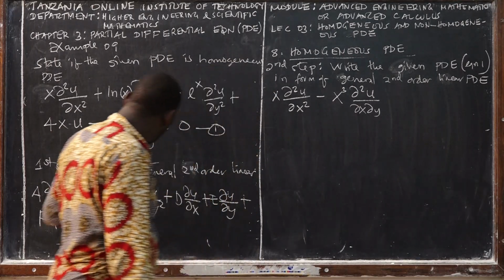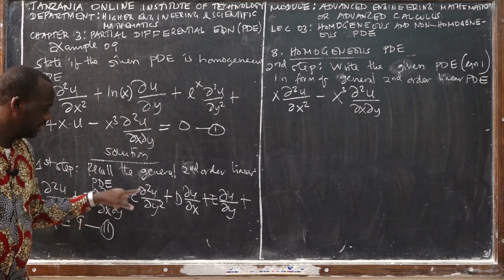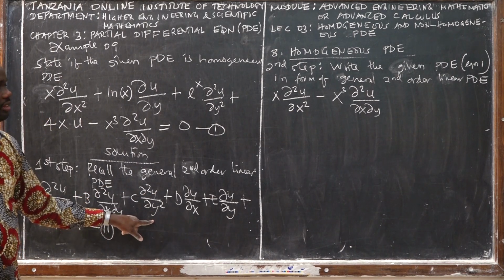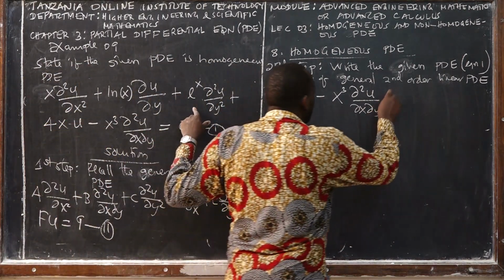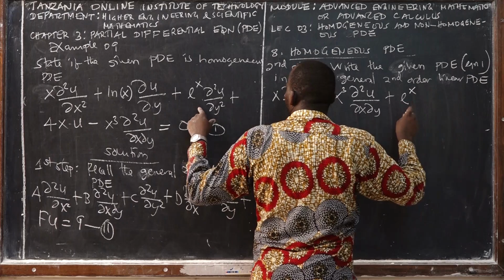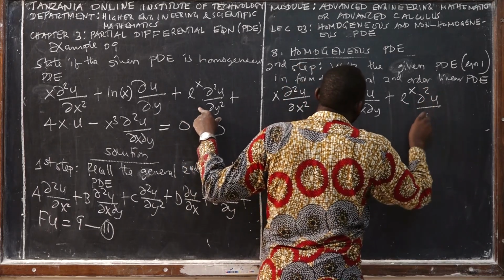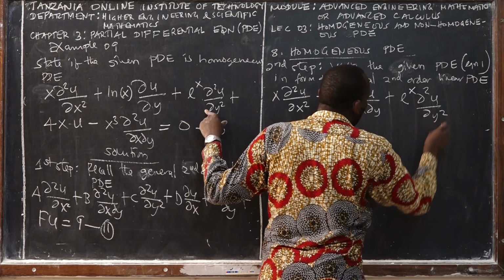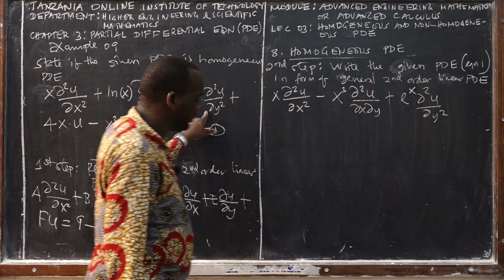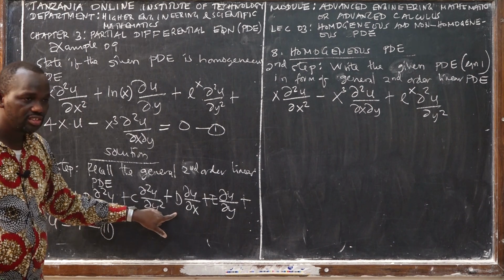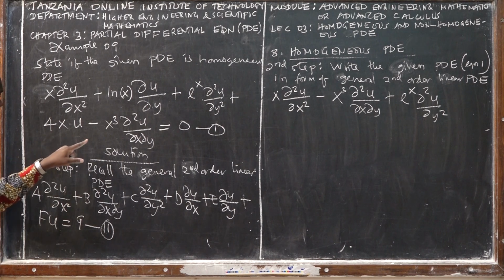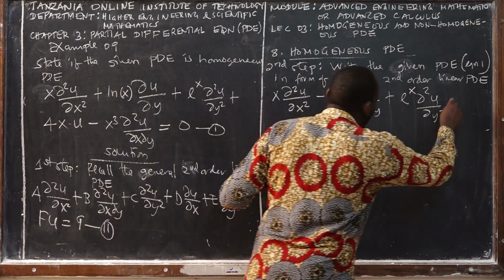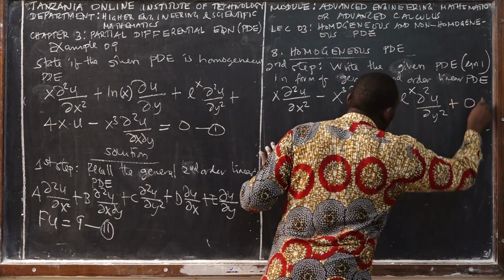Okay? The next term is c, the second derivative of u with respect to y. Is it there? Yes, this one: plus e to the power x, then the second partial derivative of u with respect to y squared. The next is d, the partial derivative of u with respect to x. Look for it. Is it there? No, it is not there. So you say plus 0, because it is not there.